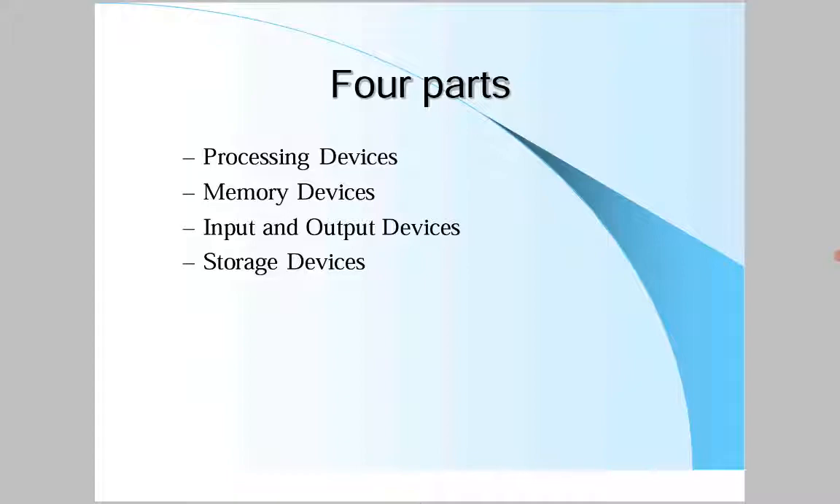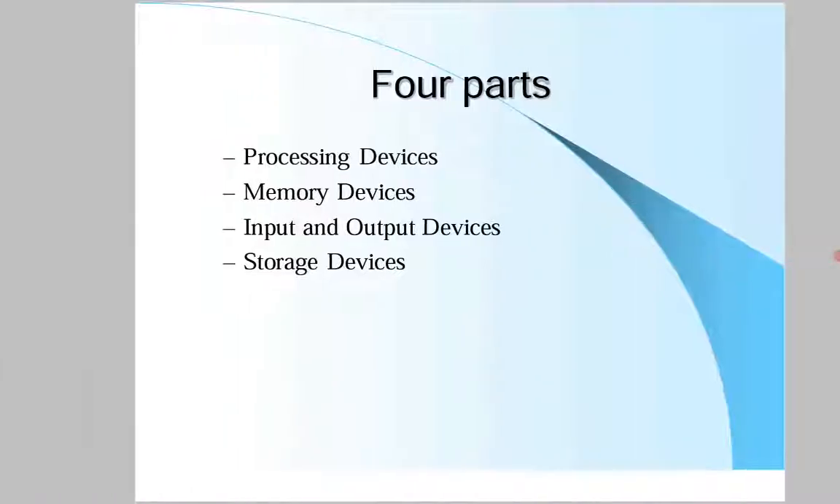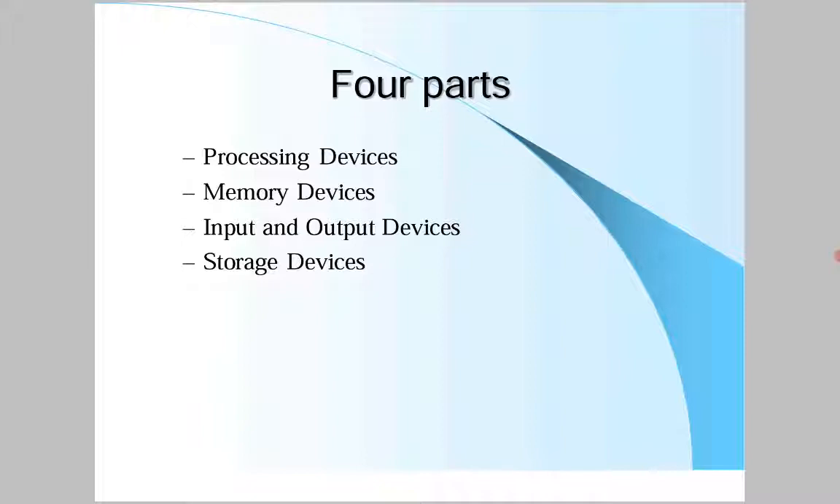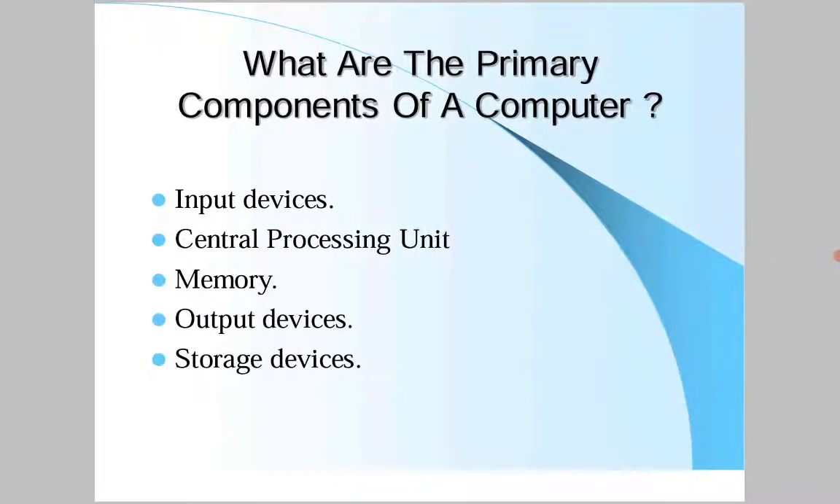So these are the four important components of hardware. What are the four important hardware components of a computer? Processing devices means processors. Memory devices means RAMs. Input output devices means keyboard, mouse, and so on. Storage devices means hard disks, CDs and others. So what are the primary components of a computer? What are the different primary or main components of a computer?